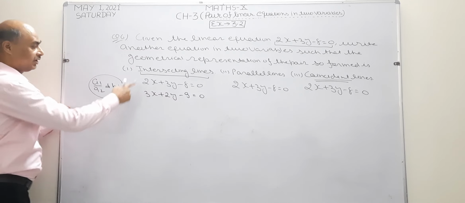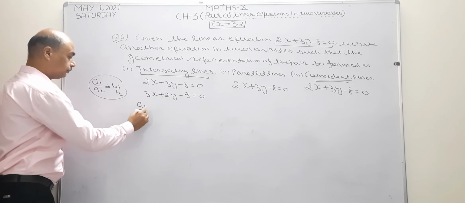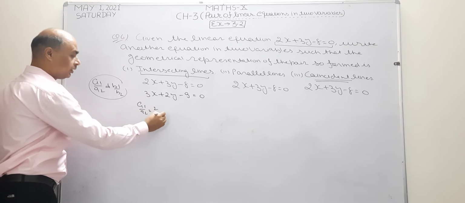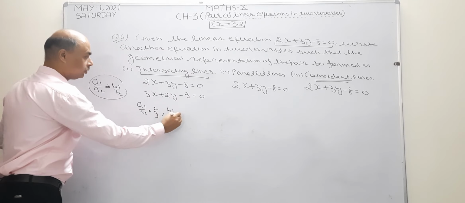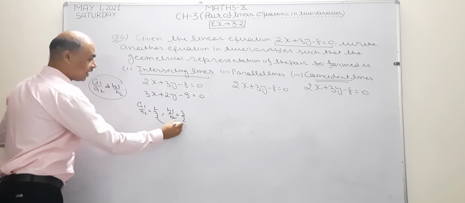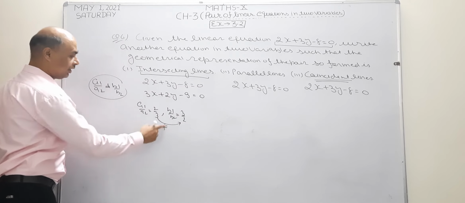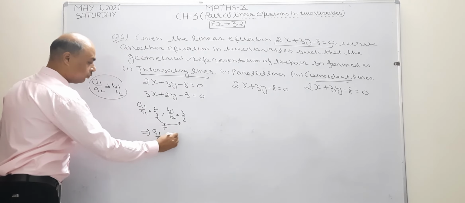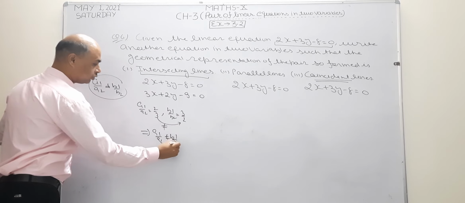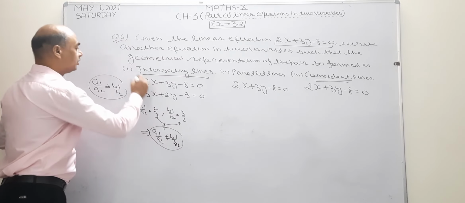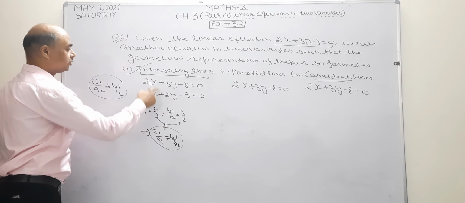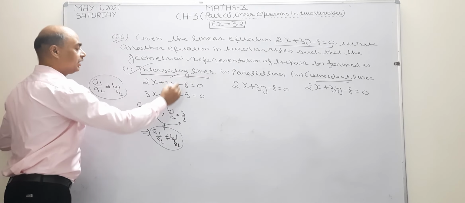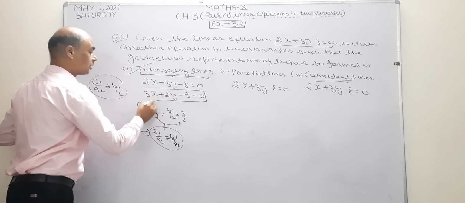Now see, what is the value of A1 by A2? 2 by 3. What is the value of B1 by B2? 3 by 2. Are these two equal? No, these two are not equal. It means they represent A1 by A2 not equal to B1 by B2. When such a type of ratio is there, then we know that the graphical representation of such a pair is intersecting lines. So this is your answer.